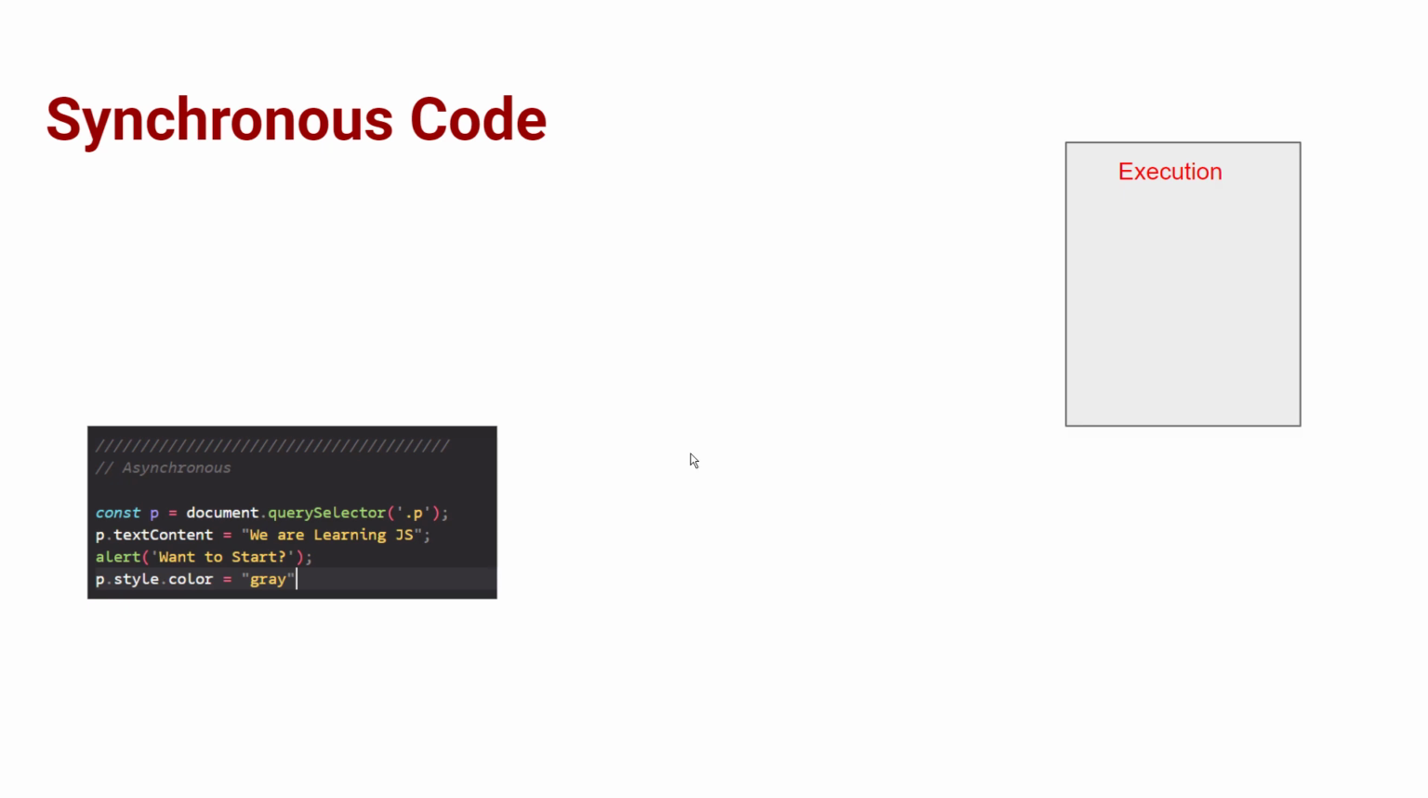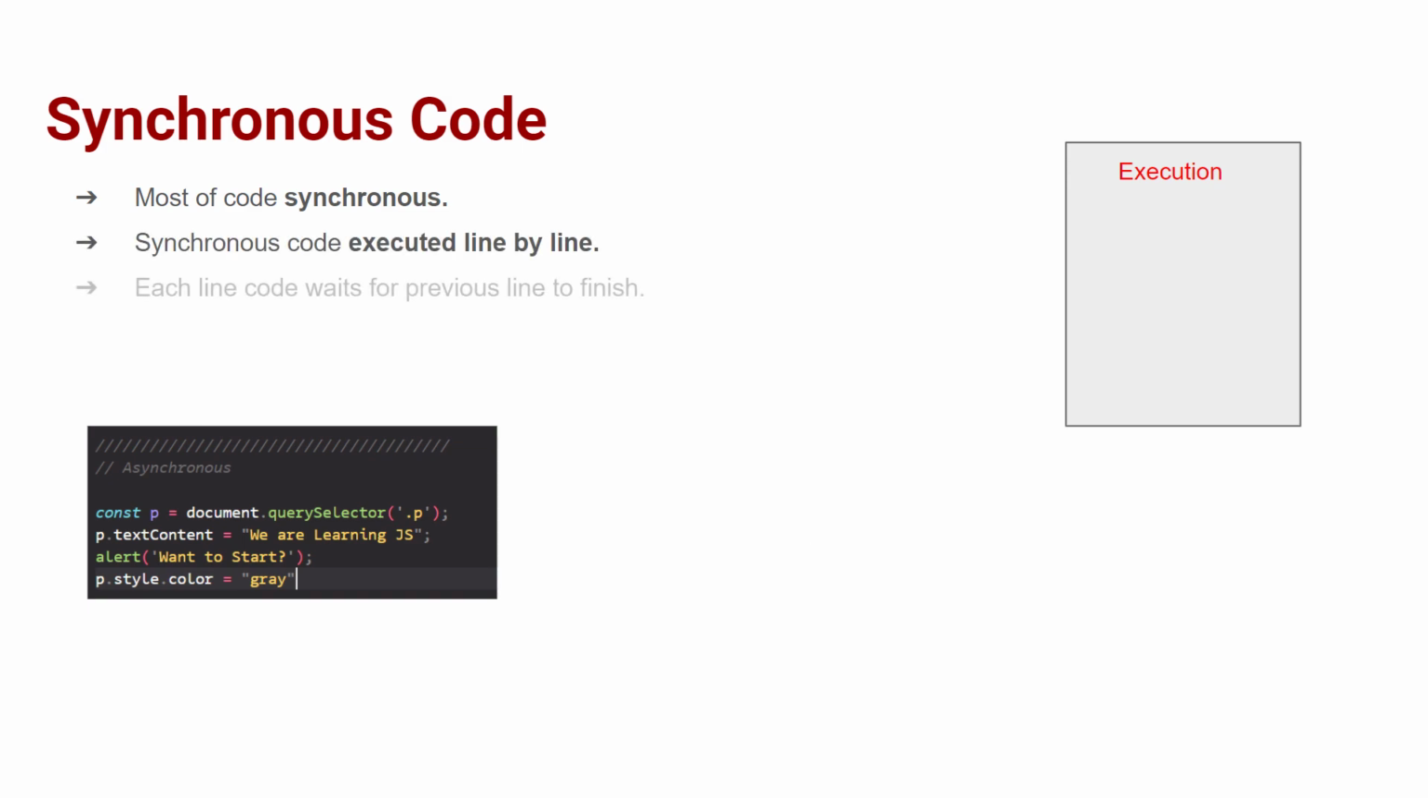So let's look at that inside our slide. Most code is synchronous code. Synchronous code executes line by line. Each line of code waits for the previous line to finish. Long-running operations block code execution. So let's look at how code execution gets blocked in synchronous code.